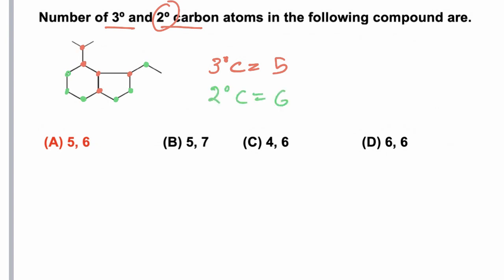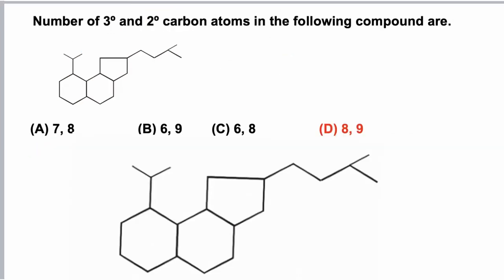If we have to calculate 1 degree carbon, then this is 1 degree carbon, 1 degree carbon and 1 degree carbon. So 1 degree carbon is equal to 3. We have to find 3 degree and 2 degree carbon. So correct answer is 5 and 6. Hence option A is correct.